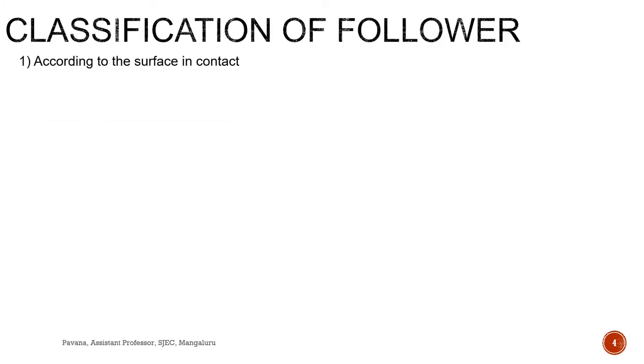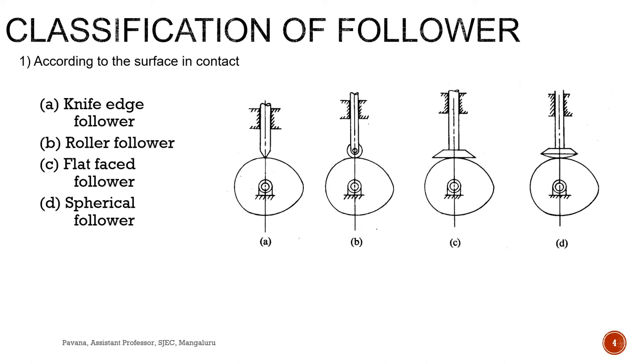Classification of follower. Followers can be classified according to three main categories. First one is according to the surface of contact. In this there are four types. First one is the knife edge follower, next the roller follower, flat faced follower, and spherical follower. You can see here the four diagrams are given.